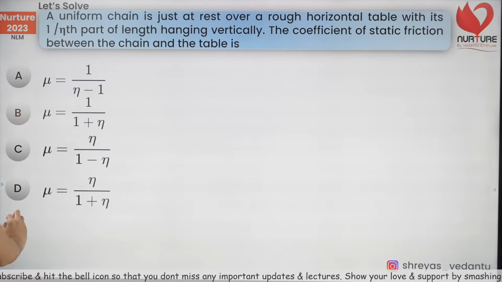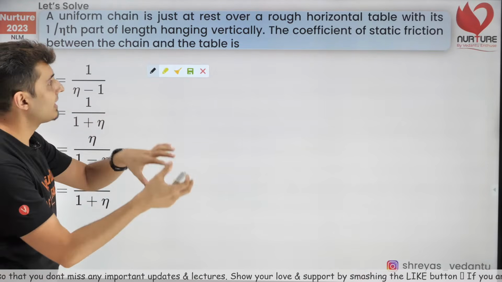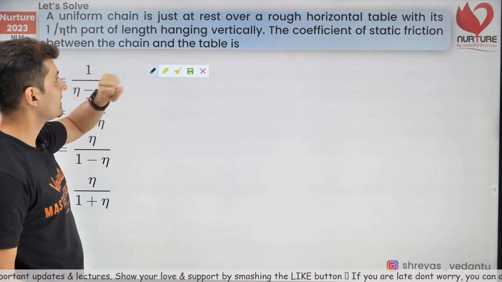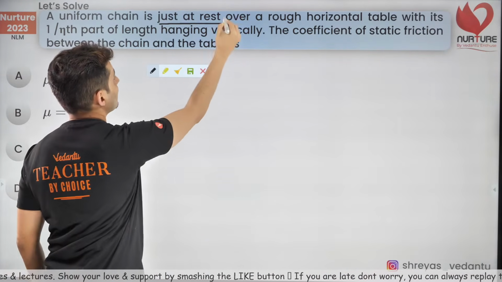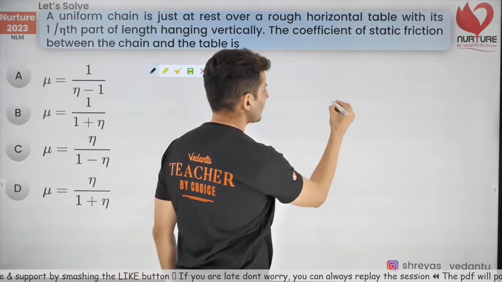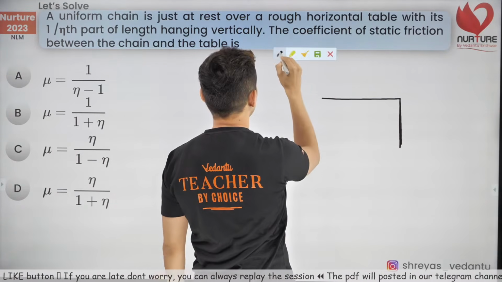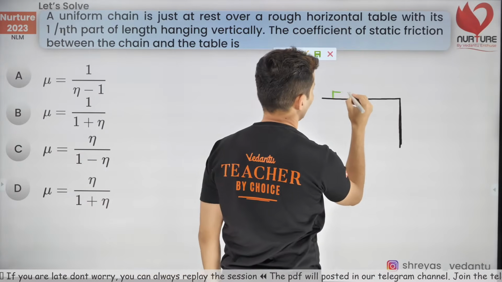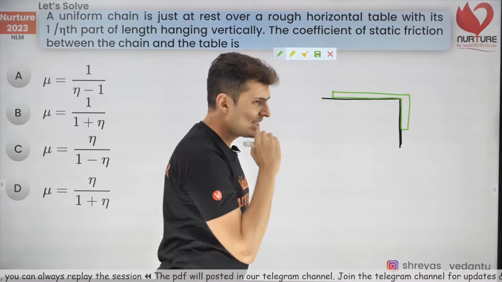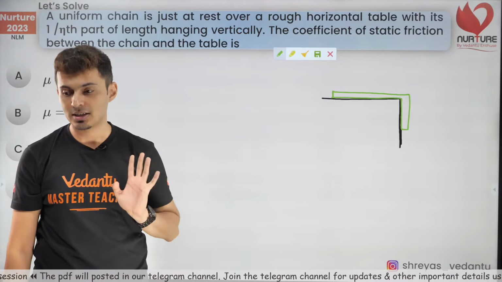Now here is the question, guys. There is a chain lying on a table. A part of it is hanging. The question is, what is the coefficient of friction if it is on the verge of sliding? It is just at rest. What do you mean by just at rest? Let's see. If this is the table, and this is the chain, hanging over here, if it is just at rest, that means it is on the verge of slipping. Yes, limiting friction is acting.